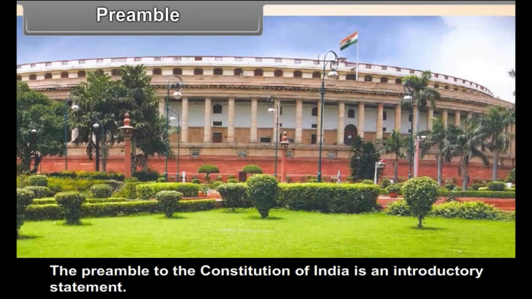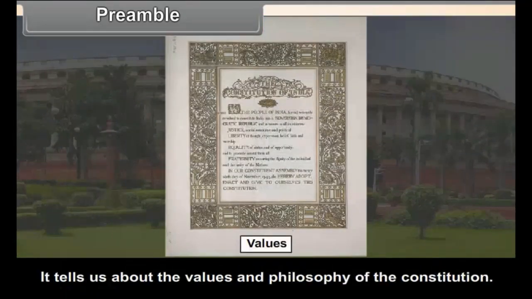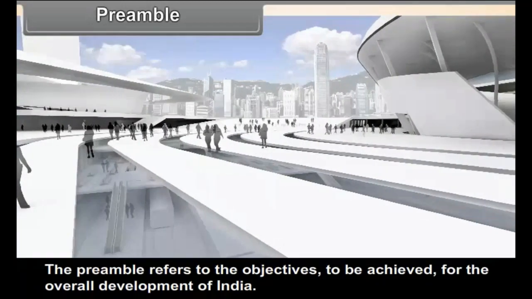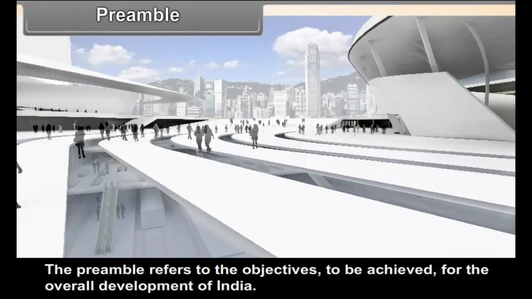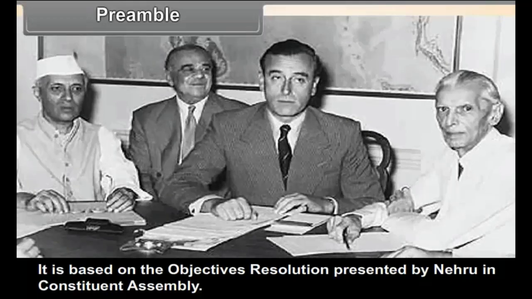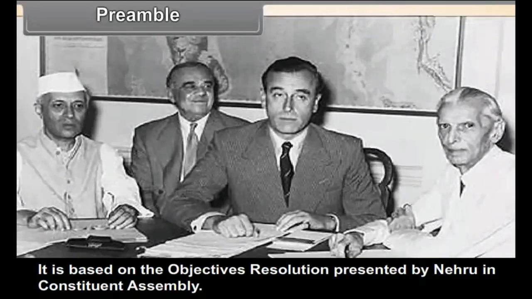D. Preamble. The Preamble to the Constitution of India is an introductory statement. It tells us about the values and philosophy of the Constitution. The Preamble refers to the objectives to be achieved for the overall development of India. It is considered as the key to understand our Constitution. It is based on the Objectives Resolution presented by Nehru in the Constituent Assembly.